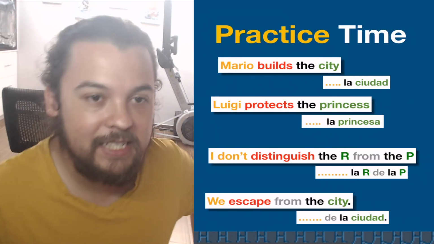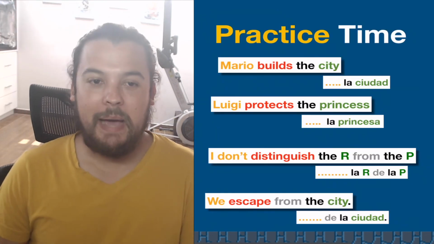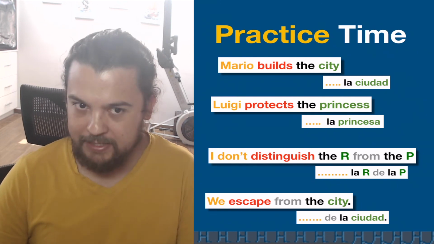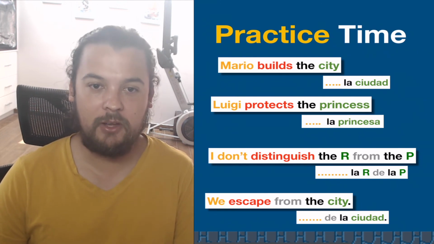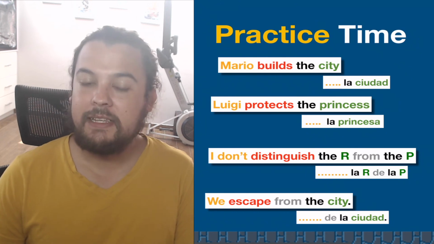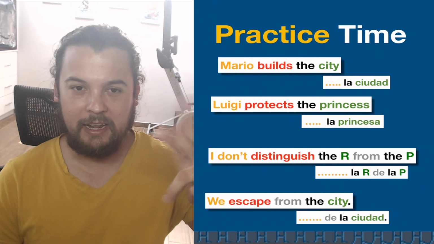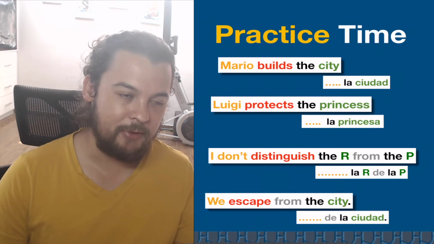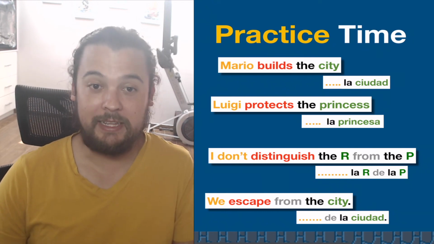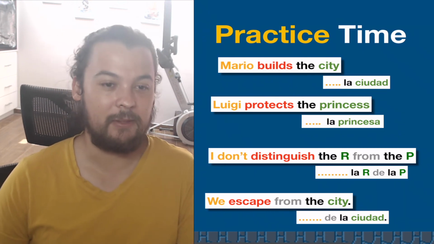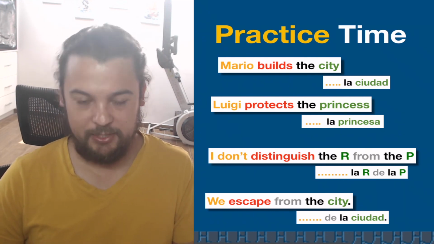Okay, let's see some practice time. Mario builds the city. So what would be the conjugation for builds? Try to write the sentences in the comments below. La ciudad, the city. Luigi protects the princess. This is kind of like vice versa, but while Mario is building the city, Luigi is protecting the princess. That Luigi. La princesa, the princess.